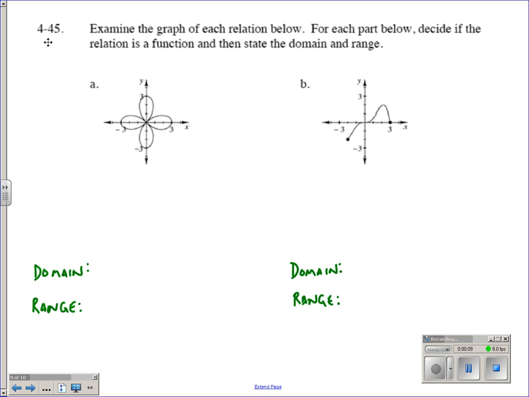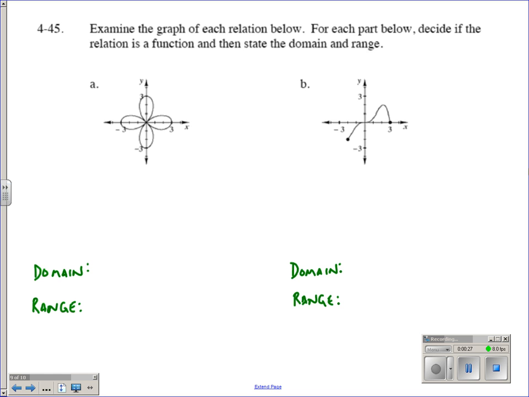4-45. Examine the graph of each relation below. For each part below, decide if the relation is a function, and then state the domain and range. This one shouldn't take us very long.